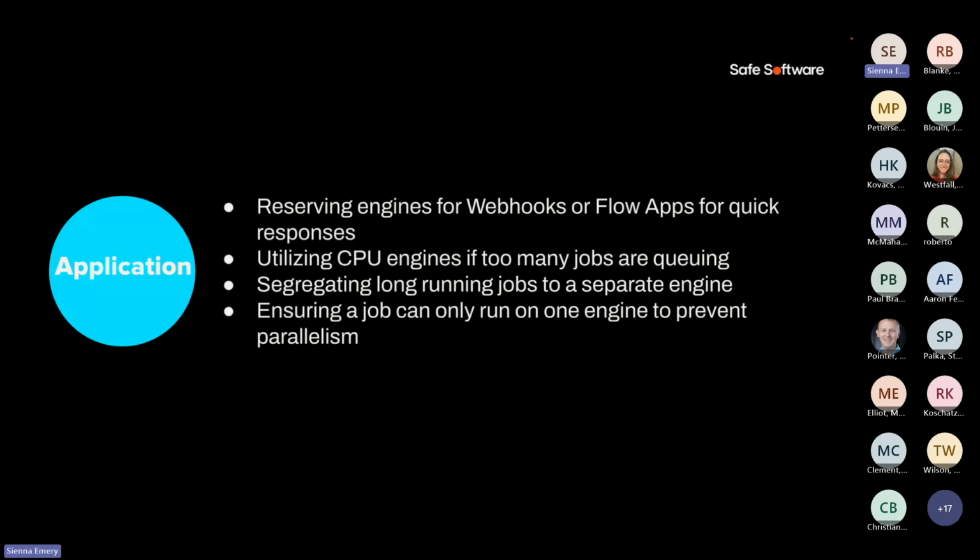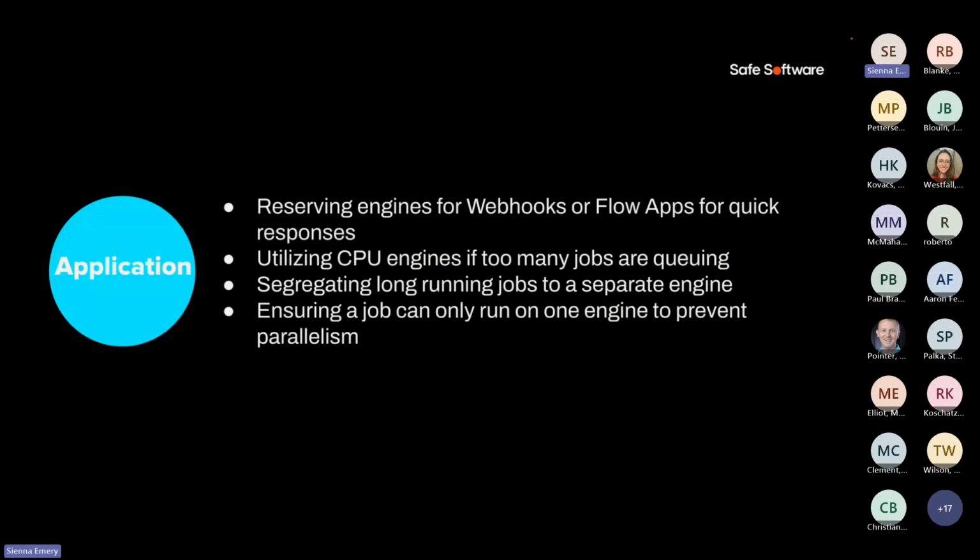So sometimes you might see users wanting to use CPU engines as a backup if too many jobs are queuing on their standard engines. So you can set up your job routing to do so. If one of your normal queues is getting too backed up, you can have your CPU engines actually kick in, join that queue while there is a backlog of jobs. After all those jobs have been processed, your CPU engines won't be utilized anymore.